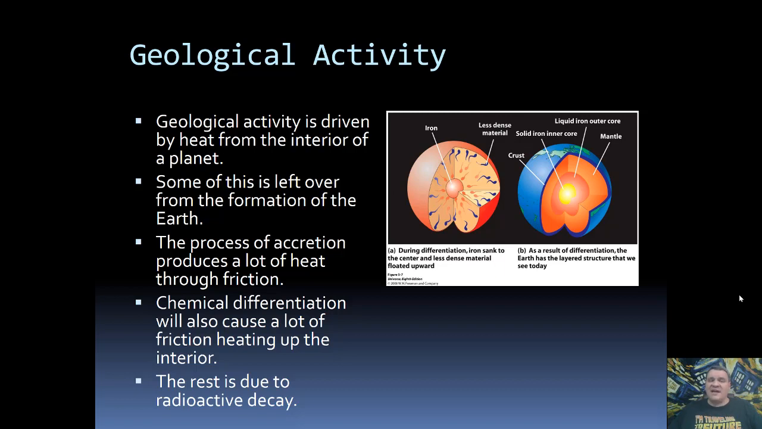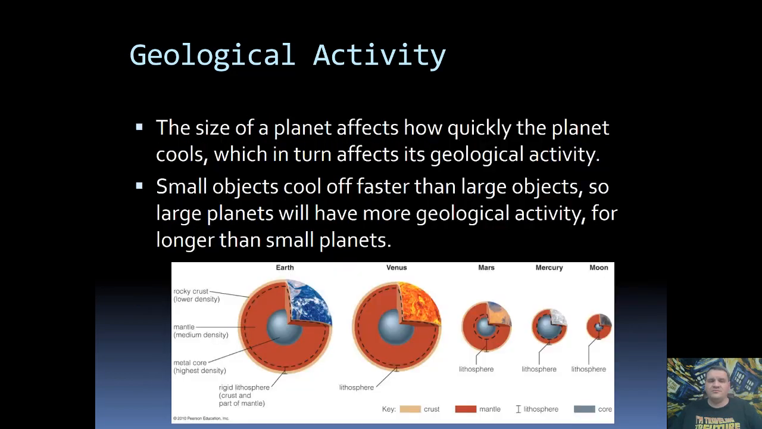The rest of it is actually caused due to radioactive decay. So we mentioned there are radioactive isotopes. When these decay, they release energy, which is going to heat up the surrounding rock. So the reason that the interior of the Earth is as hot as it is today, some of it is left over from accretion and differentiation, but there's a lot of it that is being supplied due to radioactive decay.